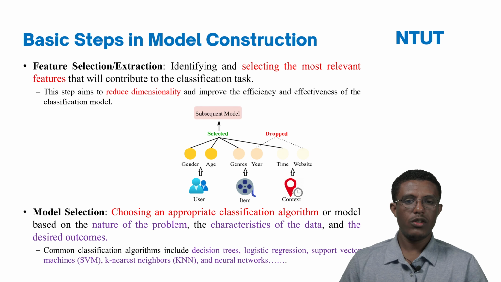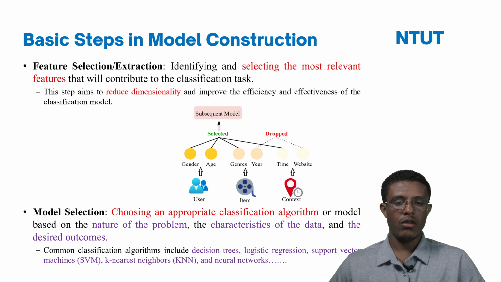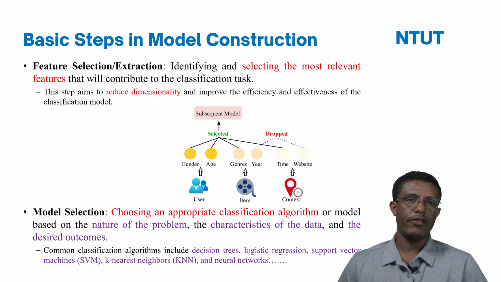Once we do this step, the next step is model selection. If our data is ready, the next step is choosing an appropriate classification algorithm or model based on the nature of the problem, the characteristics of the data, and the desired outcomes. There are different types of classification algorithms, for example K-nearest neighbor, support vector machine, decision tree, random forest, and others.